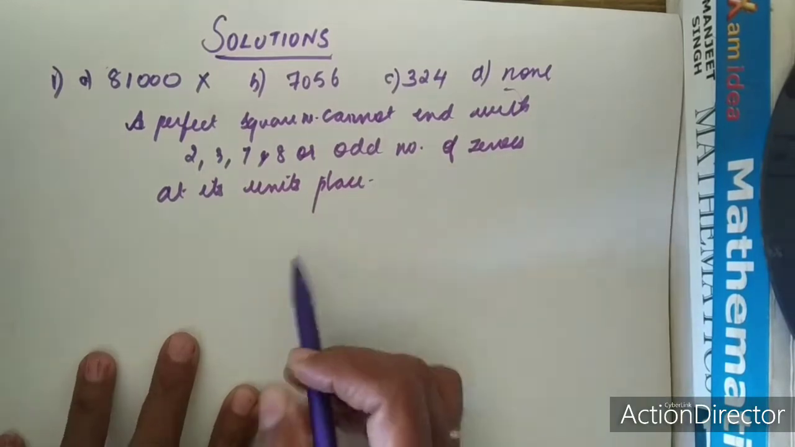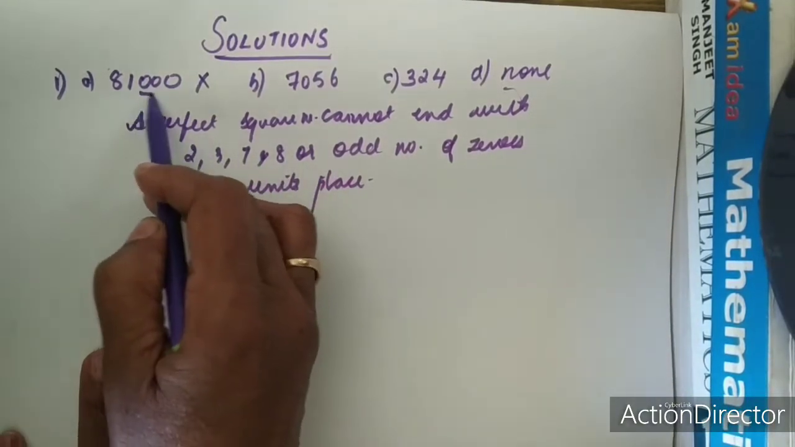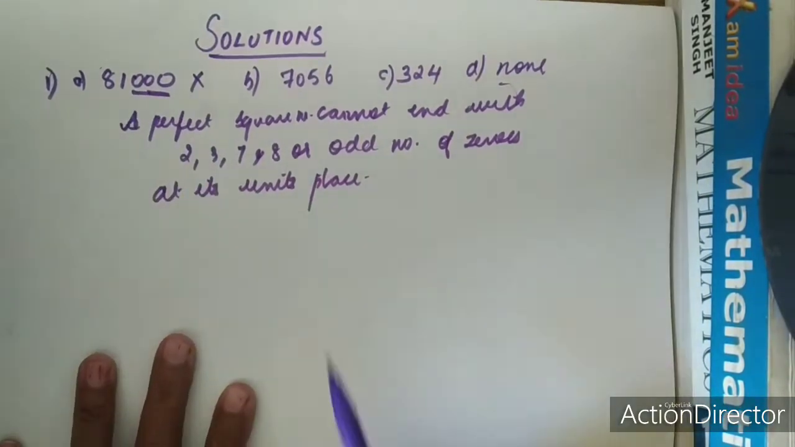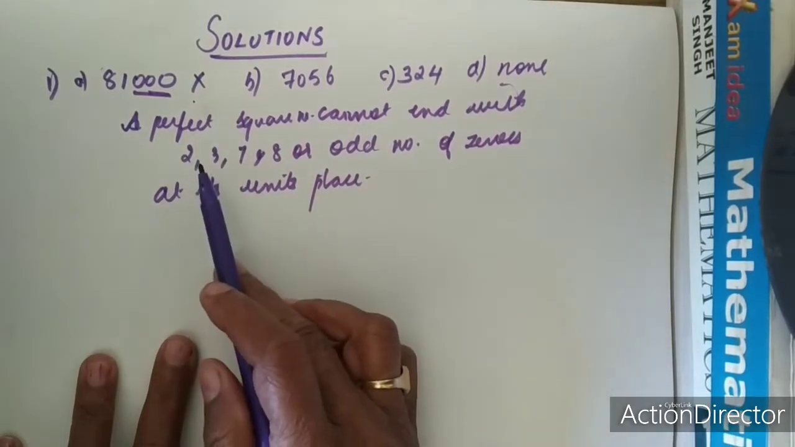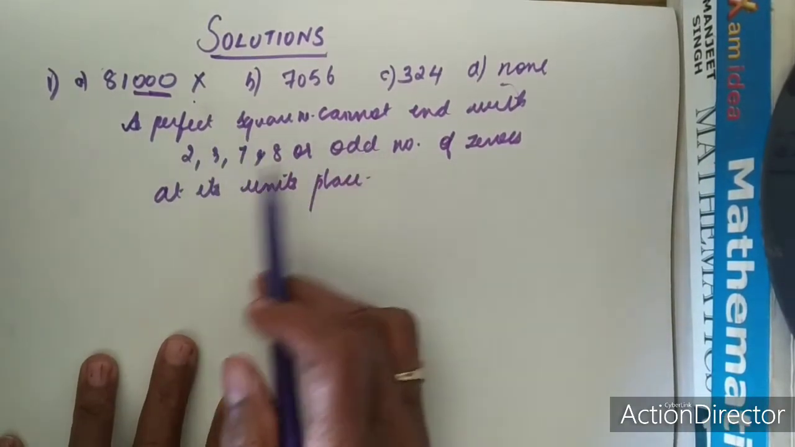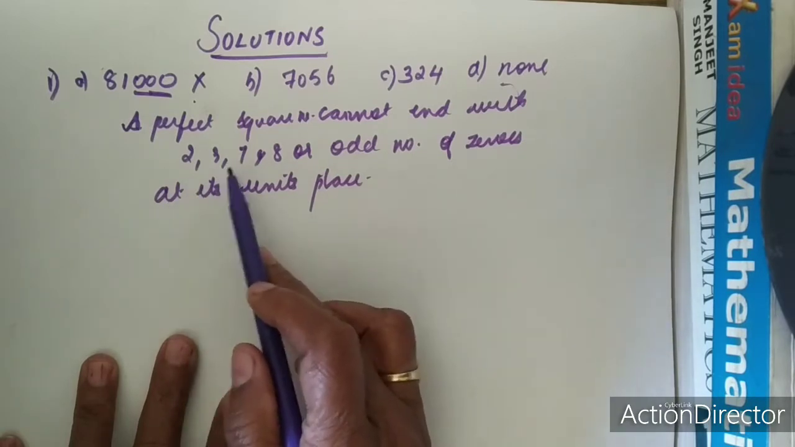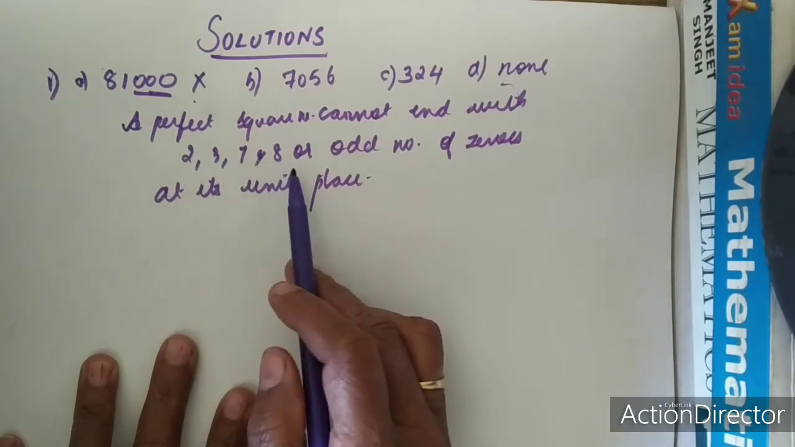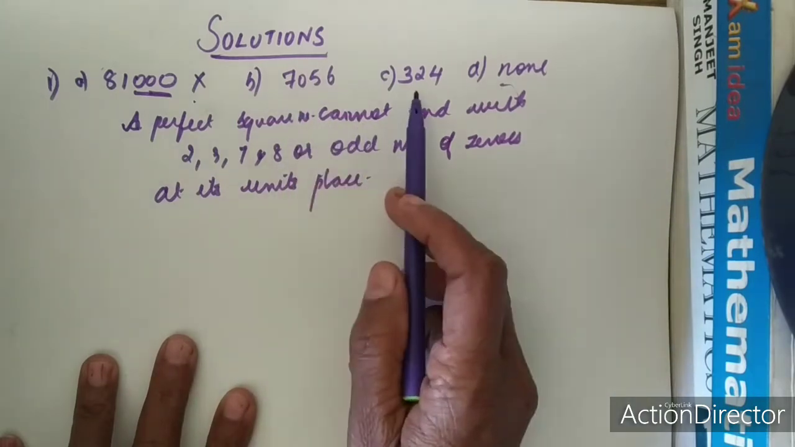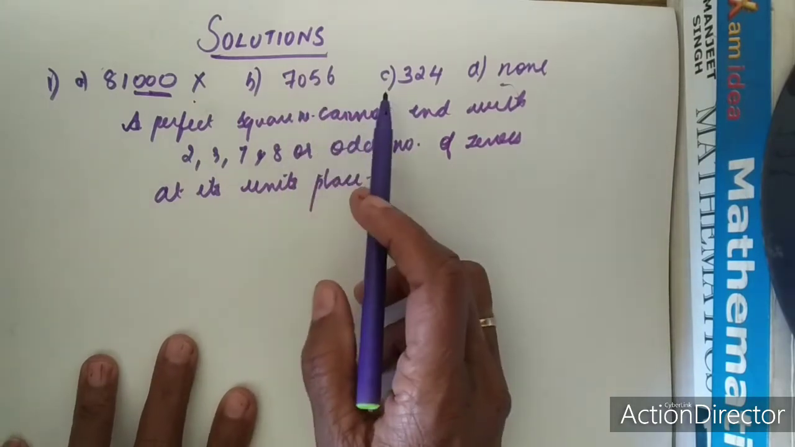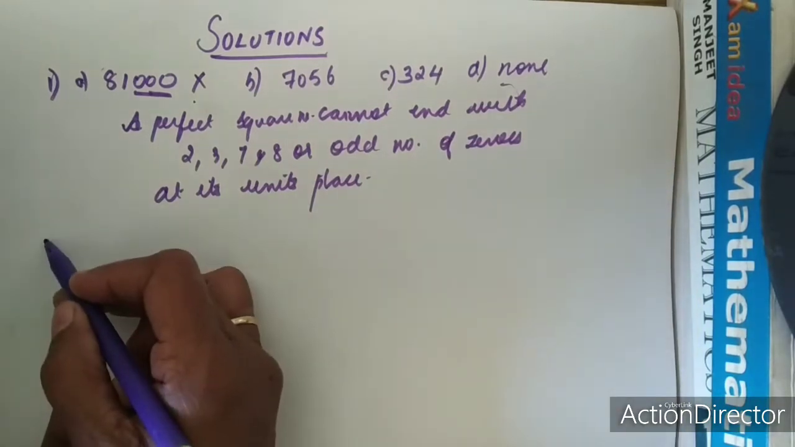So if you are going to consider over here, the first case is having the odd number of zeros. So this number cannot be a perfect square. Apart from this, any square number which is ending with 2, 3, 7 and 8 can also not be a perfect square. So the remaining numbers are all perfect squares. So moving on to the second question.